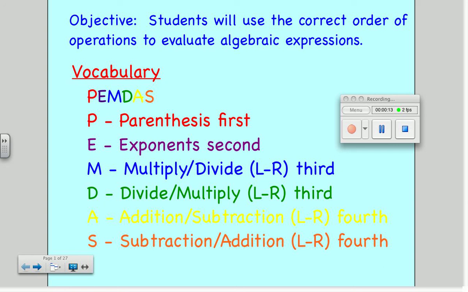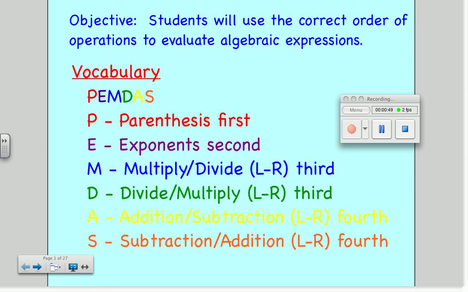So the correct order of operations is parentheses first, exponents second, then multiplication or division, depending on if both are in the equation, then you work left to right. That's third. Then addition and subtraction are last, fourth. If you have both addition and subtraction, just like multiplication and division, in one problem, then you work left to right.